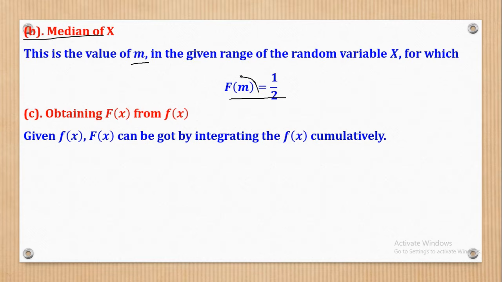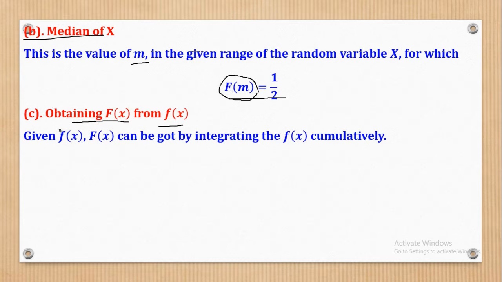I think you realize that we are only substituting as long as it is CDF. When integrating, we have already altered the concept, so we only substitute under CDF. Then part C is how to obtain capital F(x) from small f(x).